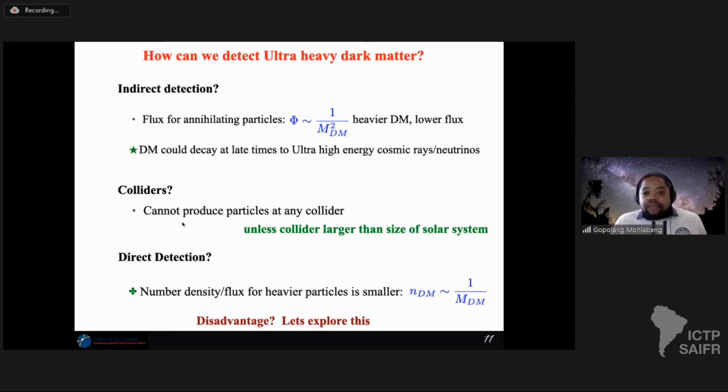However, if I allow the dark matter to decay at late times, in principle I could have dark matter accumulating in the center of the galaxy and then decaying at late times into, say, ultra high energy cosmic rays or ultra high energy neutrinos. And we have a very good detector for this by the name of IceCube that could look for these types of signatures. A lot of people have actually looked at these. I forgot to put some references in, so I apologize for that.